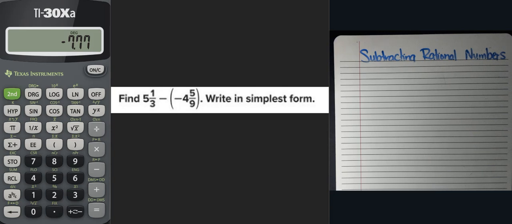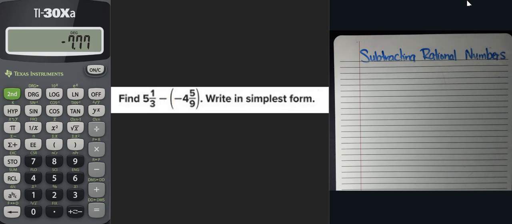All right, so here's another example where we are going to subtract rational numbers. This time we have fractions, and so we're going to figure out what we need to do. I also noticed that we have a double sign. So remember, we talked about that as well. So we'll figure out how to find the correct answer on that.